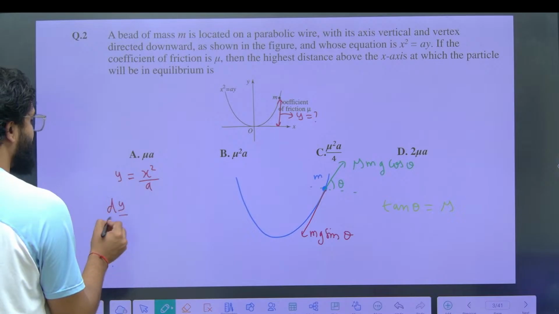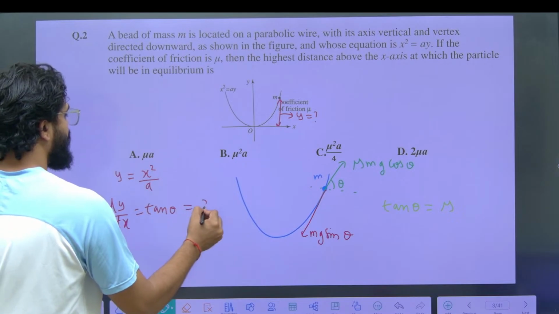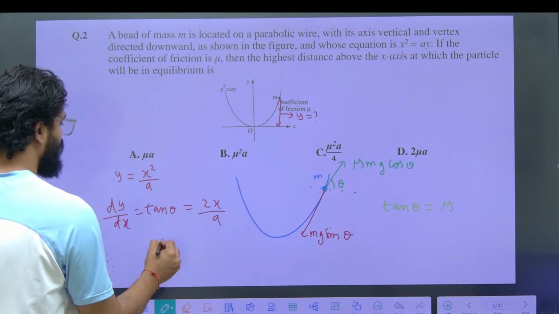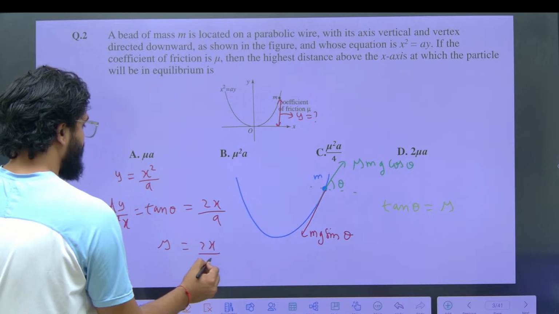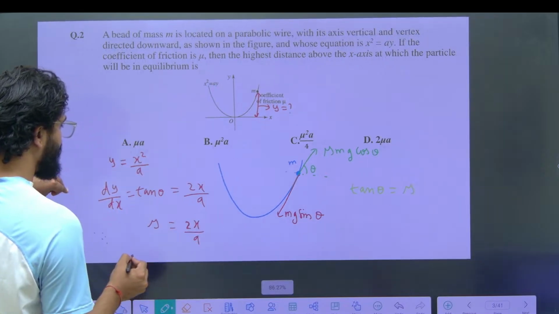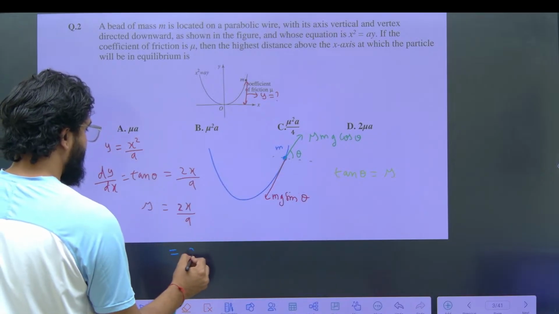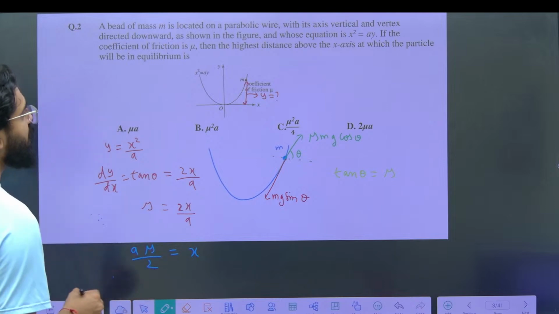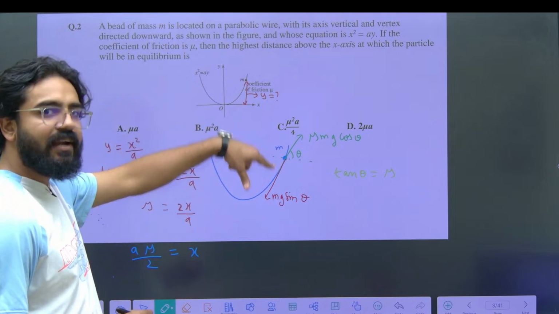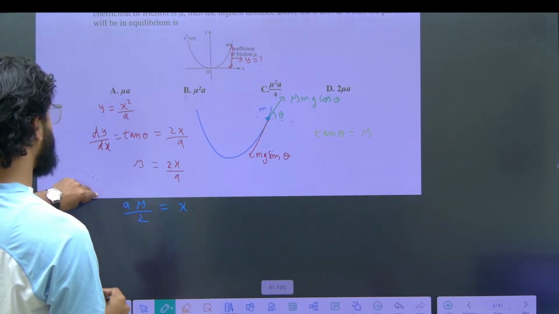So dy by dx will be nothing but tan theta, and it will be 2x upon a. So the value of mu is 2x by a. Carefully, please put the value. I'm using the blue color. So x is coming out as a mu by 2. But we have to calculate this height, this y. So we can put this x in the equation and we can get the value.